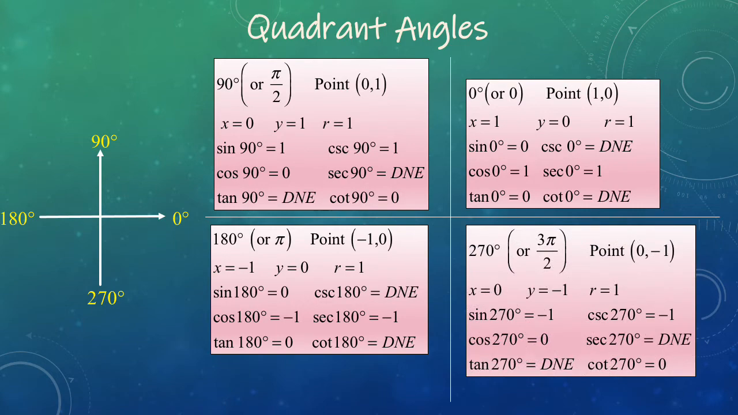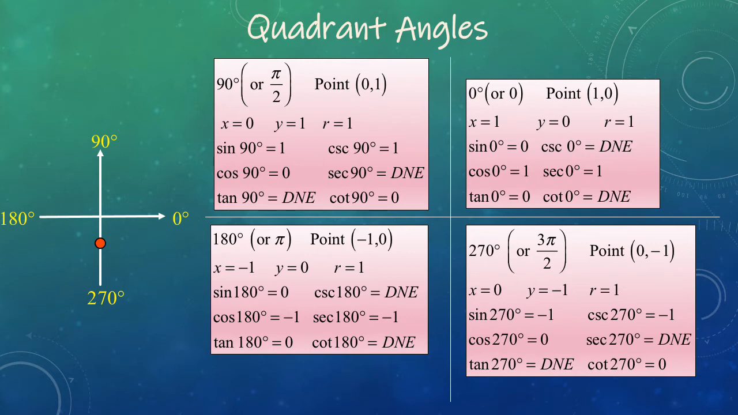Finally, we look at 270 degrees, or 270 degrees plus or minus any multiple of 360 degrees. If we are using radians, then our angle is 3 pi over 2. We choose a point along the negative y-axis, (0, a), where a is negative. Our represented point here for convenience is (0, -1), making x equal 0, y equal -1, and r, again, the distance from the origin to the point, is always a positive number, in this case 1.